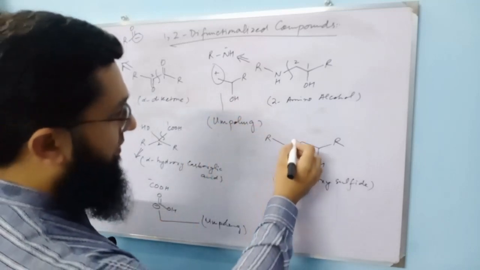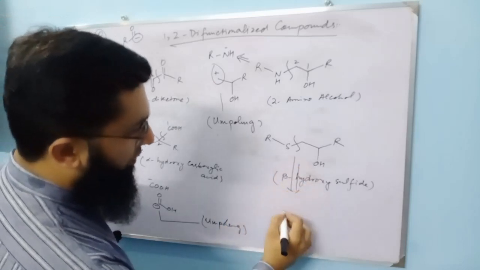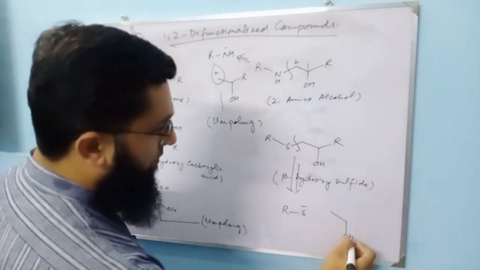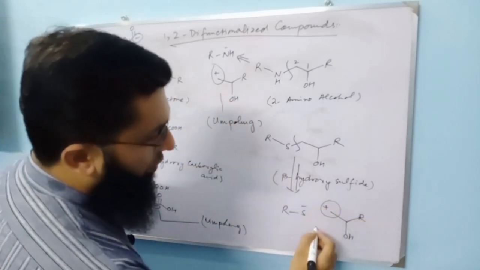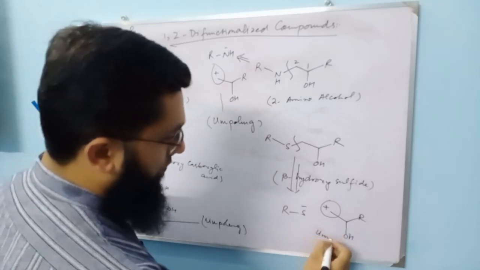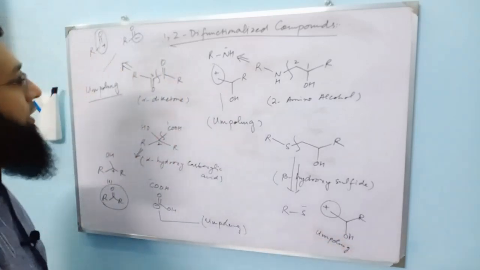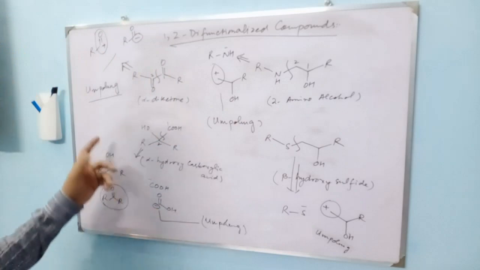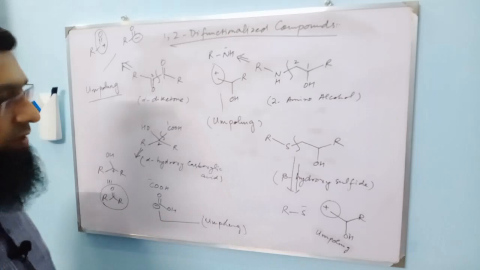Similarly, the case is same here. When we disconnect from here, as a result of disconnection we get RS negative, and again positive here. This case is the same, and again umpolung is observed. So these are the examples of 1,2 difunctionalized compounds where we have the problem of umpolung. Now we have some special reagents for the synthesis of all these molecules, and we will discuss them one by one.